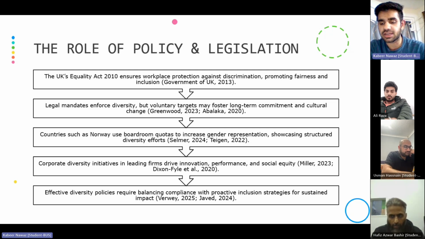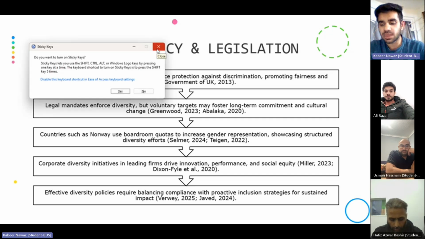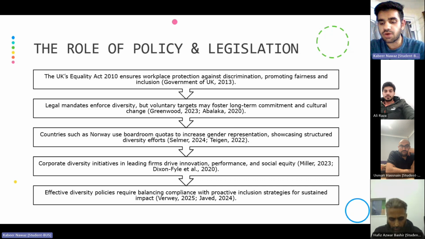Voluntary inclusion can encourage organizations to embed inclusion more naturally, as opposed to simply meeting imposed standards. Countries like Norway serve as a strong example of how structural legal quotas, such as 40% gender representation required on corporate boards, can successfully accelerate progress in diversity representation, particularly in leadership. Yet legislation is just a piece of the puzzle.